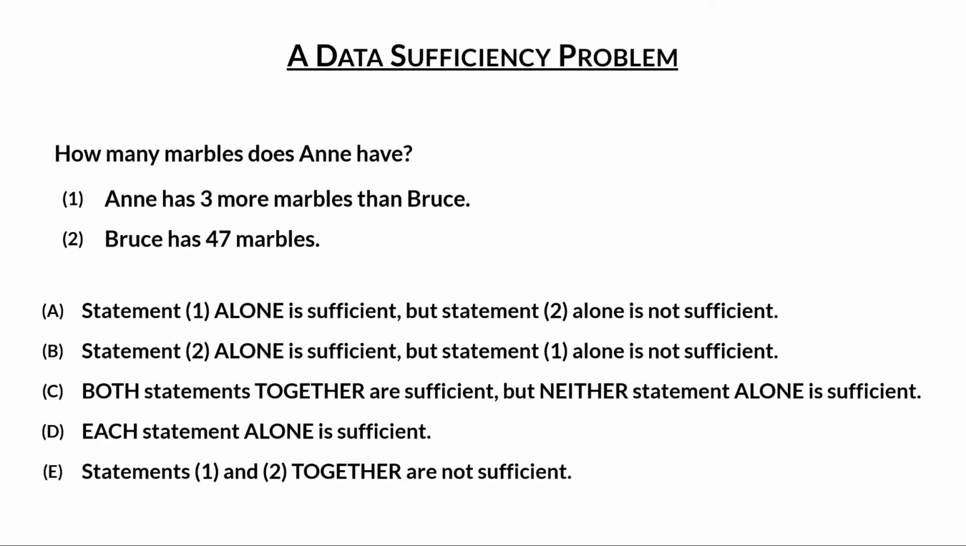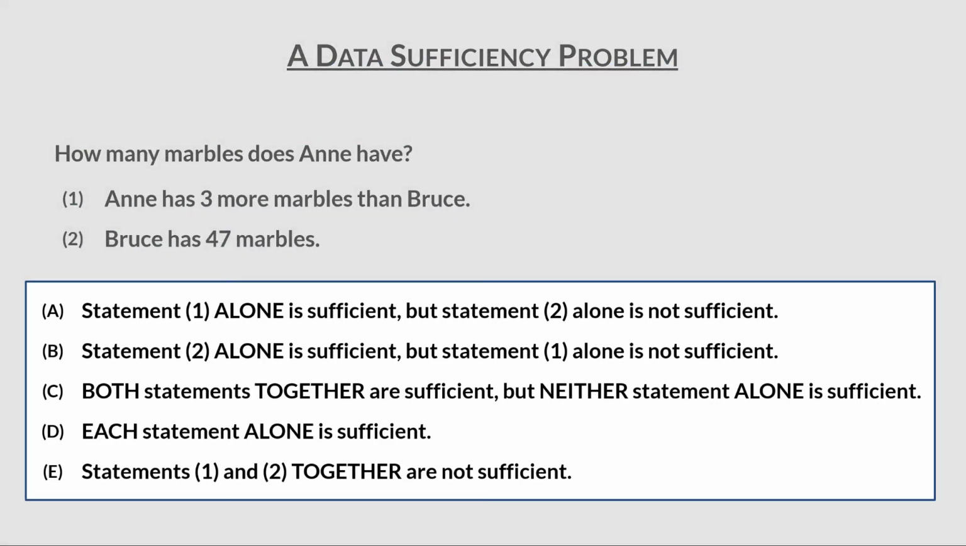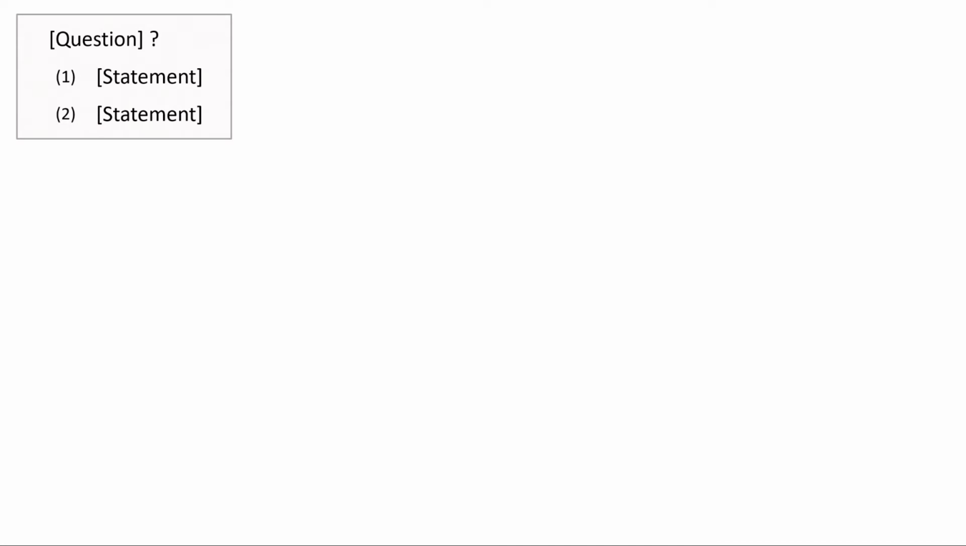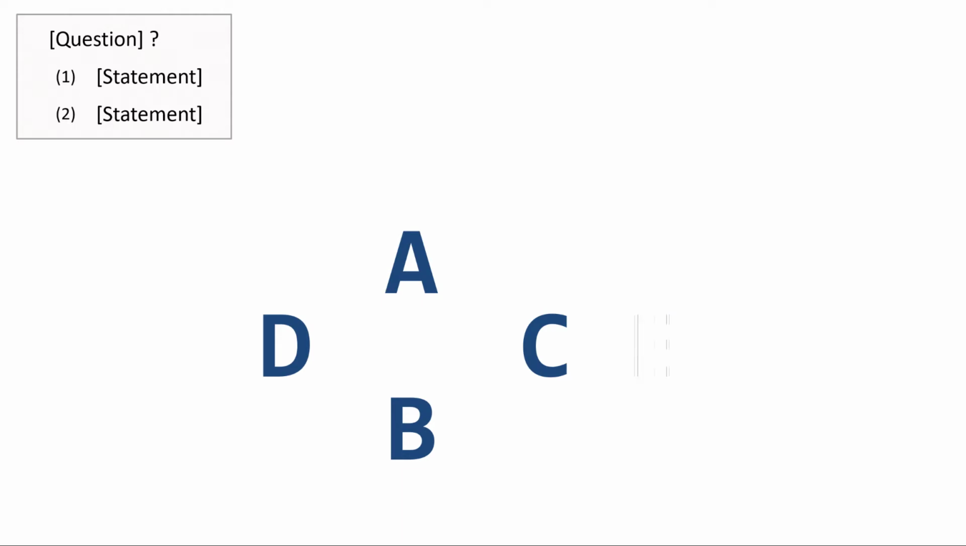Let's talk more about the answer choices. Because these same answers appear on every single data sufficiency problem, it pays to know them inside out. To help you with this, I'm about to show you an easy way to understand and remember them. Here we have a generic data sufficiency problem with a question and 2 statements. It's helpful to write down the letters for the answer choices in the following pattern: D, A, B, C, E.